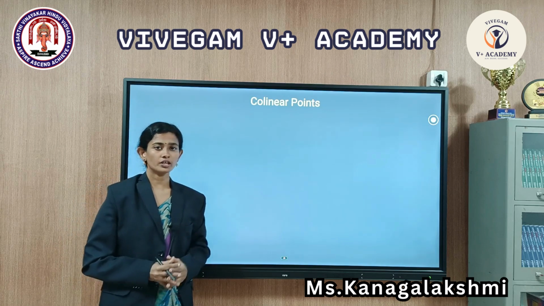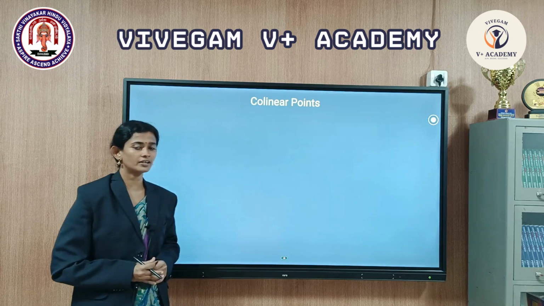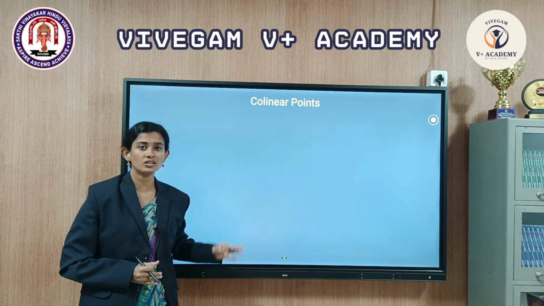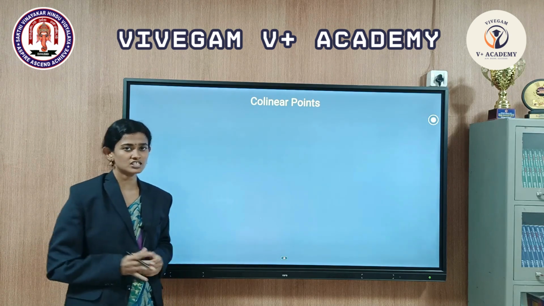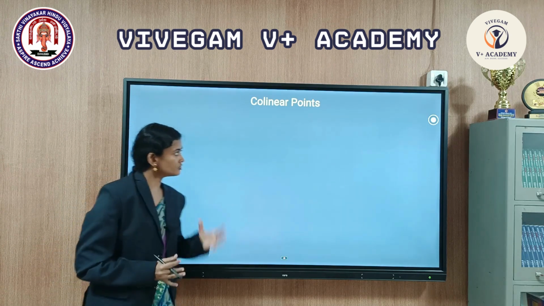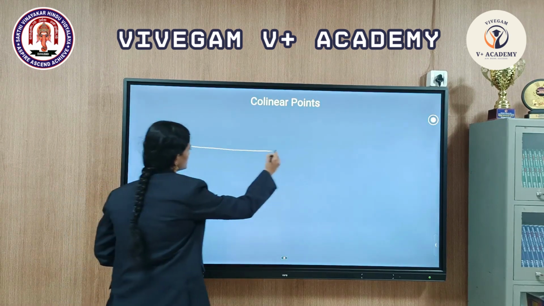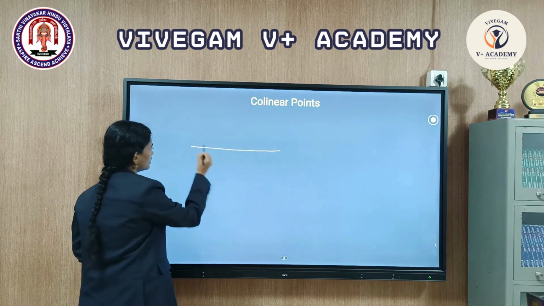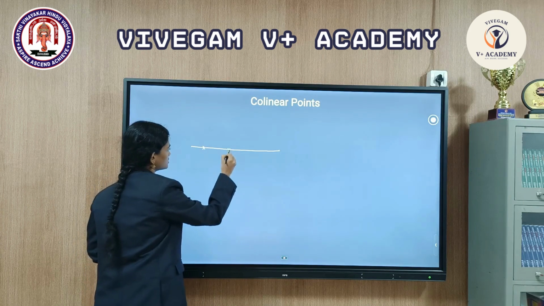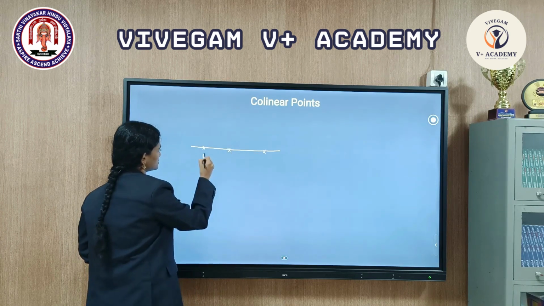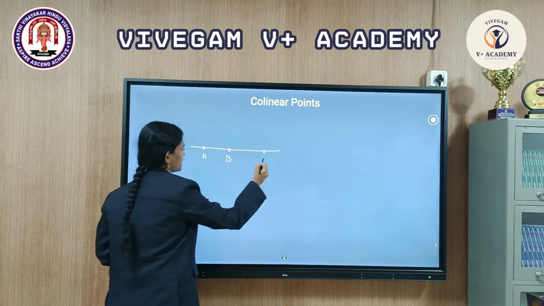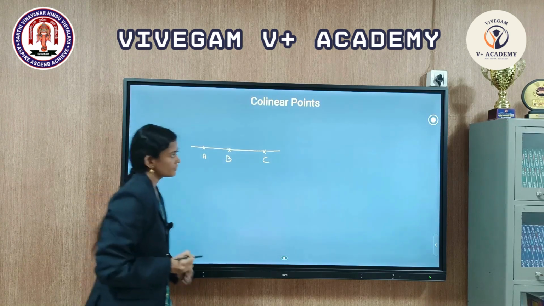In this video, we are going to learn about collinearity and how to prove 3 points are collinear using the distance formula. Okay, so first let's see what is collinear. Now consider this straight line. On this straight line, 3 points are lying. So let's take those 3 points as A, B and C.